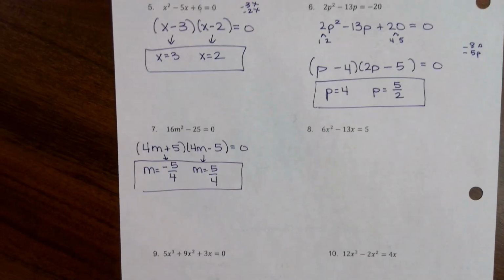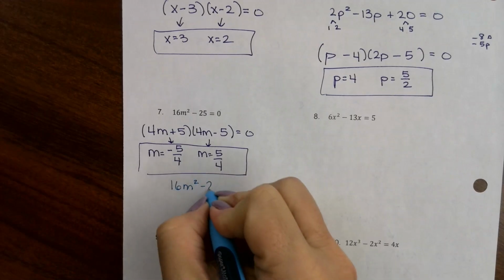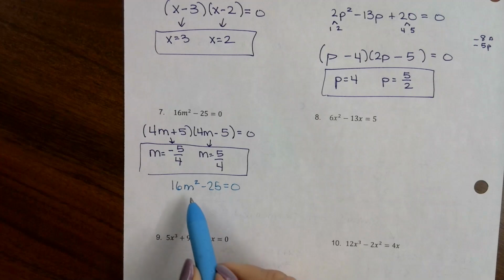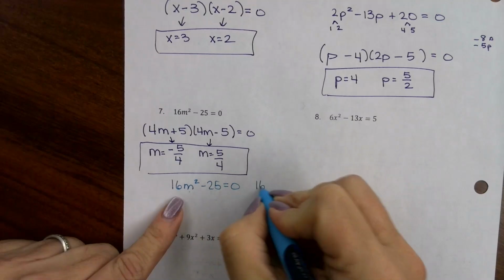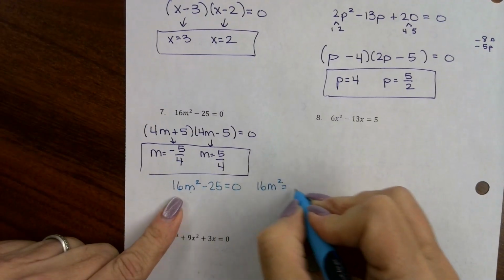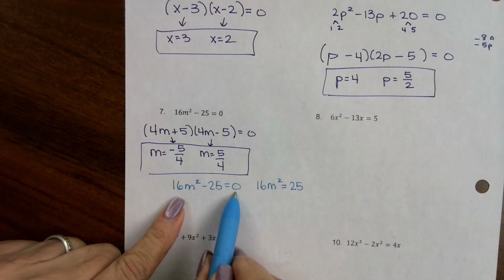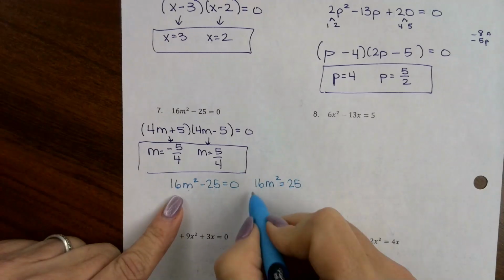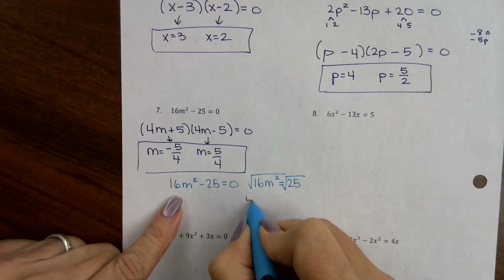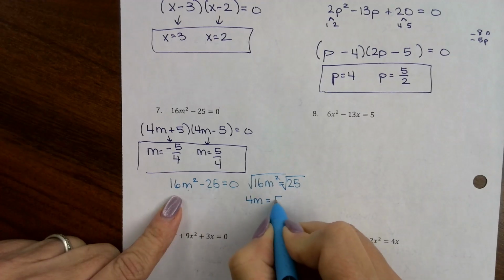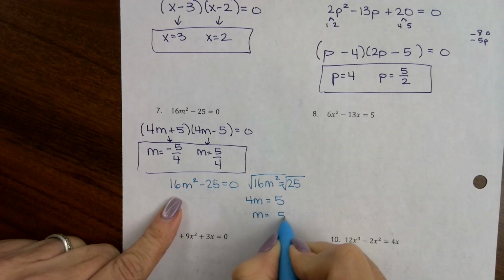Now, let me show you another way to do this. So if I have 16m squared minus 25 equals 0, I see that this is a perfect square and this is a perfect square. So I'm going to rewrite this as 16m squared equals 25. So I take this 25 and I move it to the other side. And now this is all perfect and this is all perfect. So if I take the square root of this and I take the square root of this, I end up with 4m equals 5. So m would be 5 over 4.